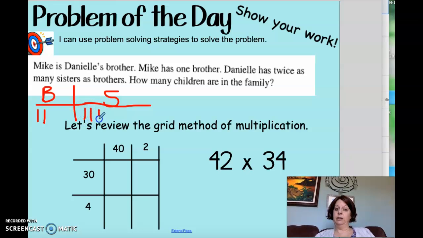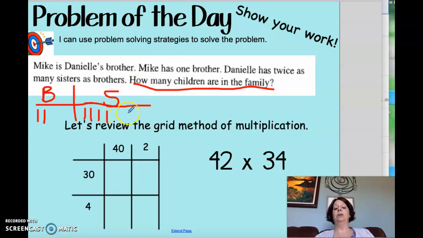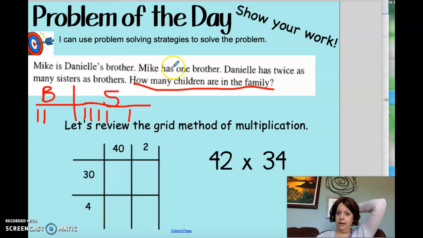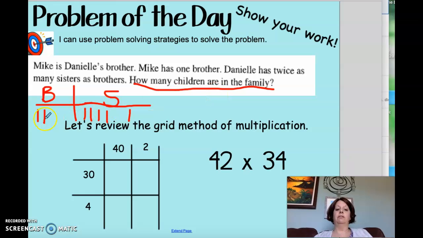Okay, here's where we could get a little tricky, because the real question is how many children are in the family? But guess what we forgot? We forgot Danielle. Can't forget Danielle. This whole problem was about Danielle. Mike is Danielle's brother. Mike has one brother. Danielle has twice as many sisters as brothers. How many children are in the family? So 2 plus 4, that's 6, plus 1. So there are 7 children in the family. Give me a whoop whoop if you got 7. Good for you. Awesome.